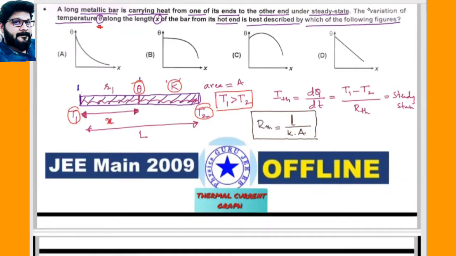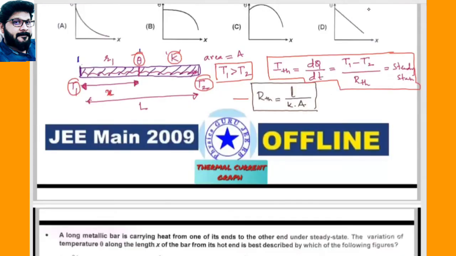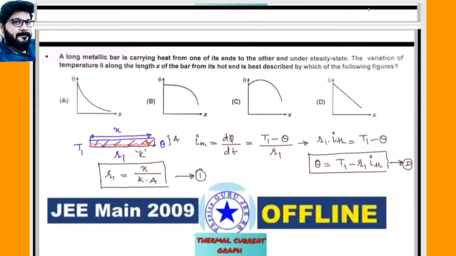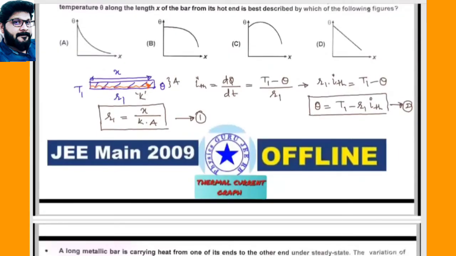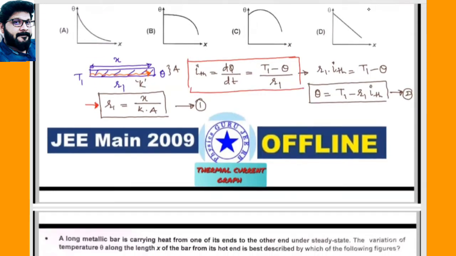Thermal current we already discussed in the previous classes. So I wrote the thermal current expression. In this one, thermal resistance is L by K into A. Then I started writing thermal resistance for this part, where T1 and theta are the temperatures at both ends. R1 I got as X by K into A, where A is the area of cross section. Again from here I wrote thermal current as T1 minus theta by R1, from which, just rearranging the equation, theta equals T1 minus R1 into thermal current.